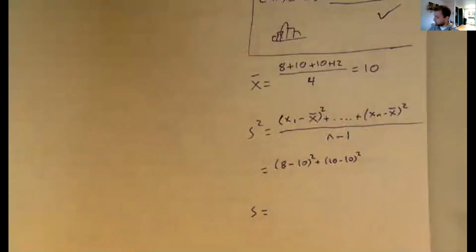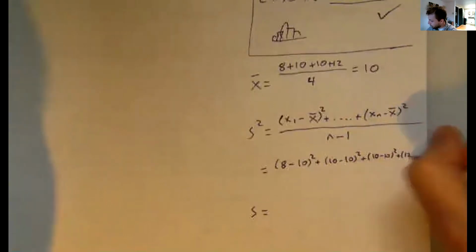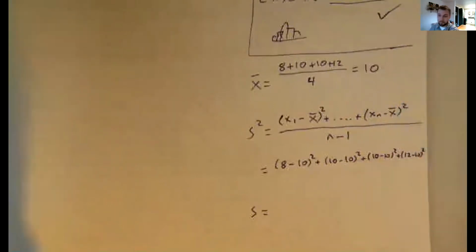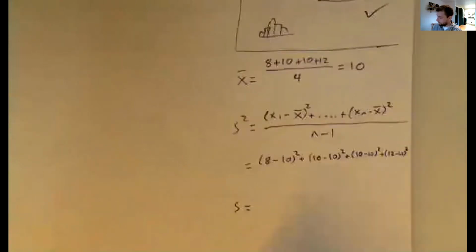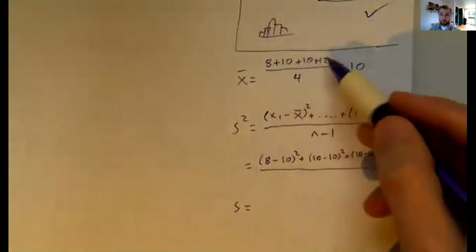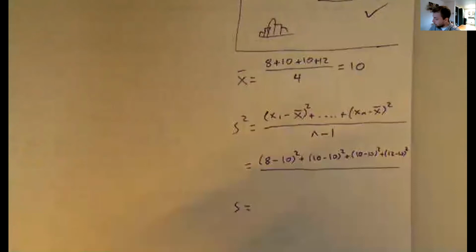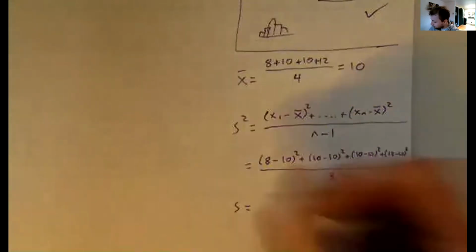These are nice numbers, I'm liking this example a lot. 10 minus 10 again, that's another 0. 12 minus 10, last value in the list, squared. I have 1, 2, 3, 4 values, and spaces between: 1, 2, 3 spaces between, or 3 gaps.